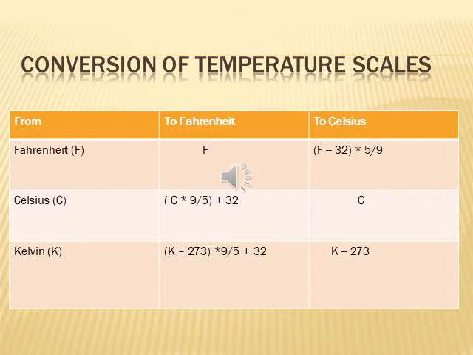from Kelvin to Fahrenheit we can convert by the formula (Kelvin temperature -273) multiplied by 9/5 plus 32. Or from Kelvin to Celsius conversion we use formula K -273 degree. These are the scale conversions.